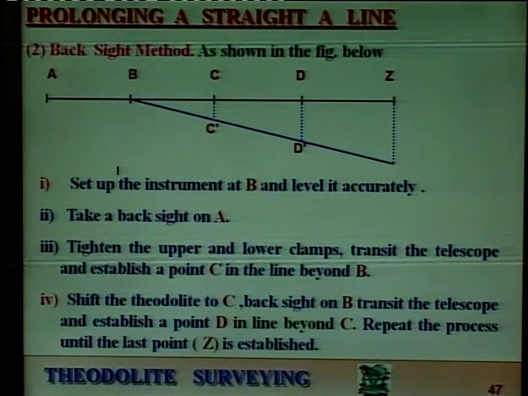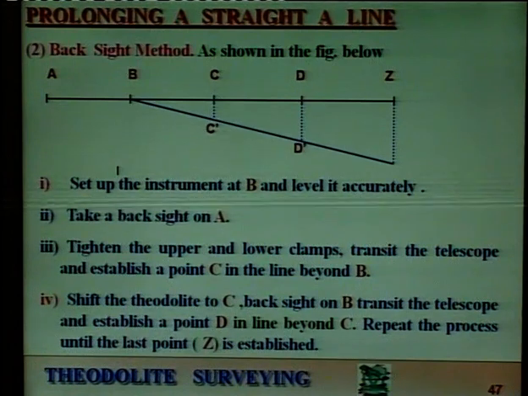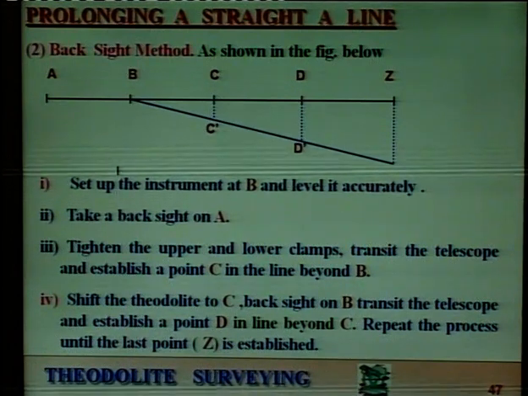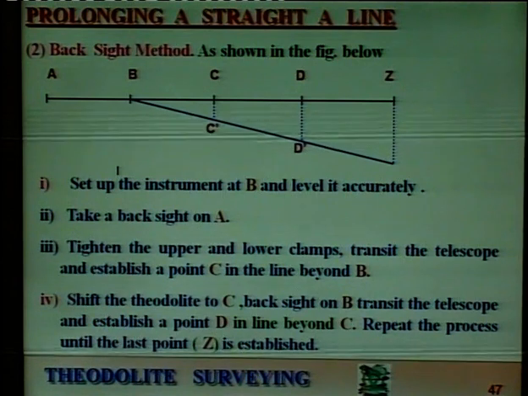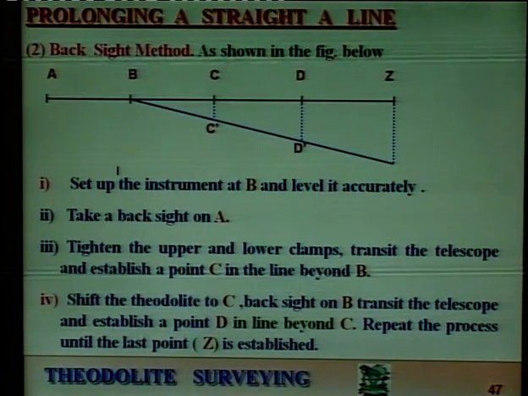Backsight on B and transit or plunge the telescope and establish a point D in the line beyond C. Repeat the process until the last point Z is established.